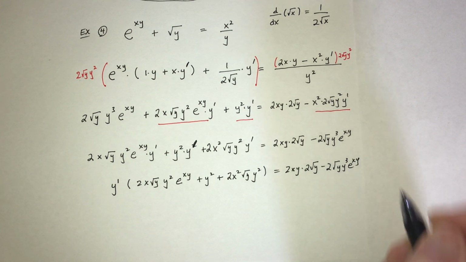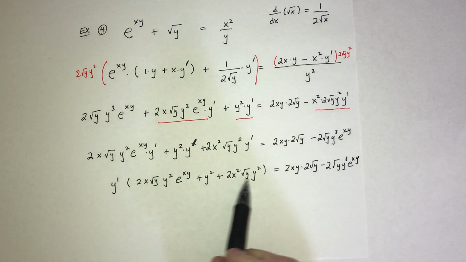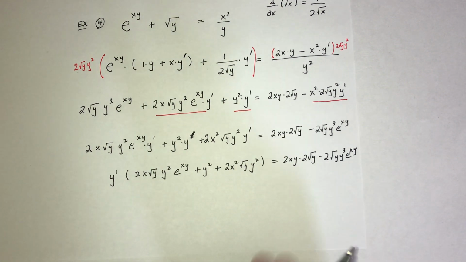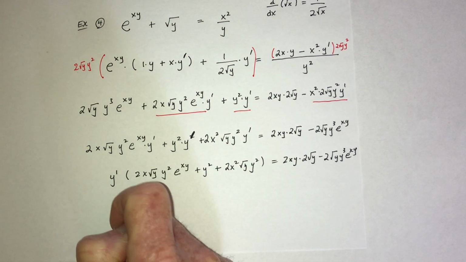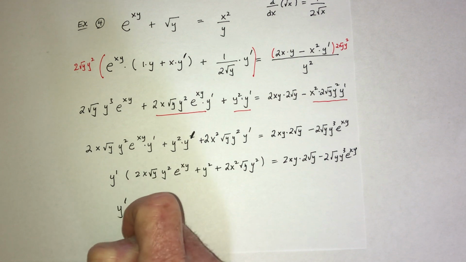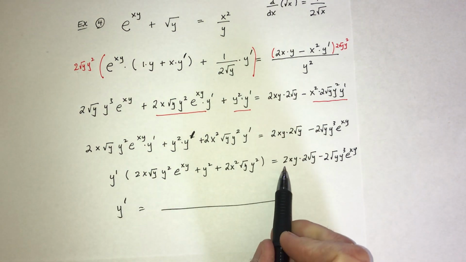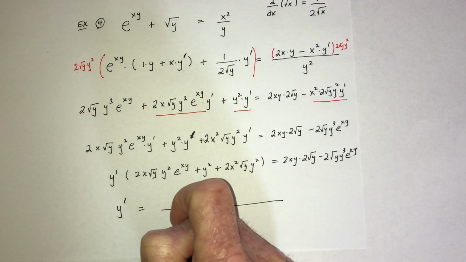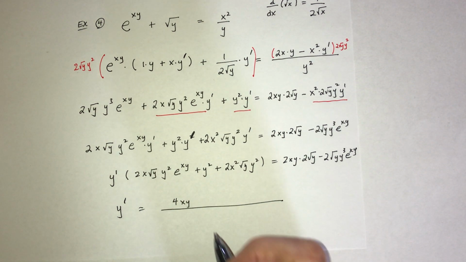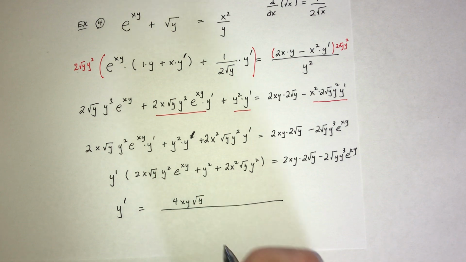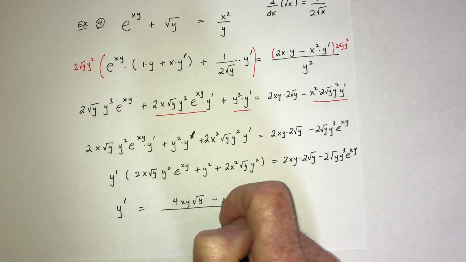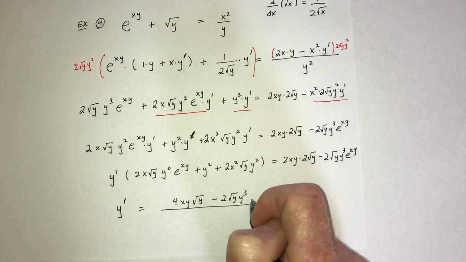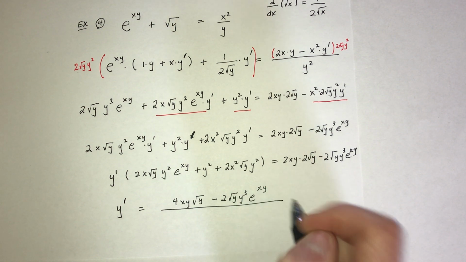All right, now we're down to the last step. The last step is divide both sides by this whole string of letters right here. So finally, y prime equals. And for this one, I'm finally going to put those 2's together. So that's 4xy in the square root of y minus 2 square root of y, y cubed, and the e function.